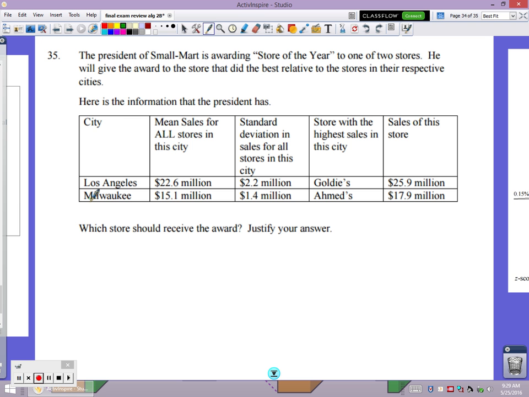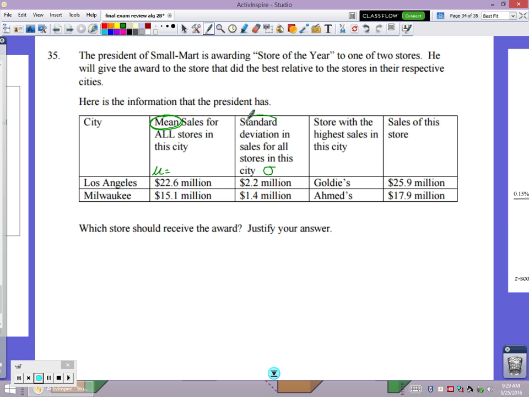So for city, we have LA and Milwaukee. The mean sales for all the stores in that city, so LA had a mean of this. I'm going to write a little mu here. The mean is that, right? So the keyword there is that this is giving us the mean for LA and the mean for Milwaukee. Then here we have standard deviation. I'm going to put a little sigma there because that's what we've been using for standard deviation.